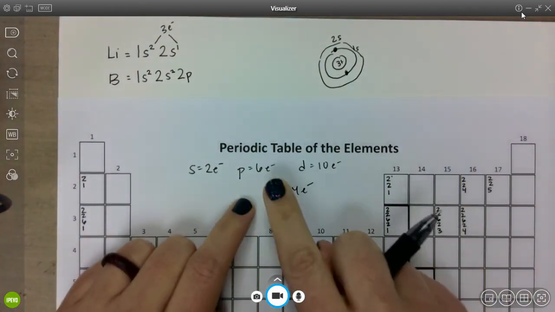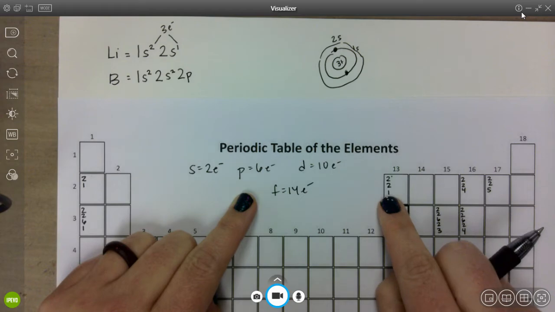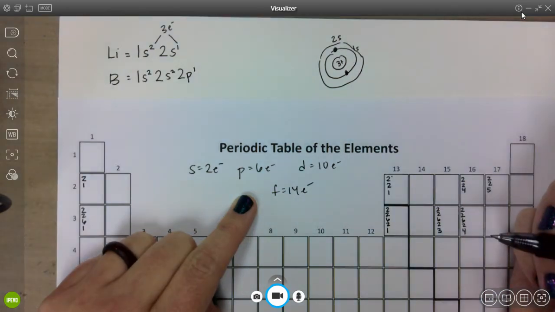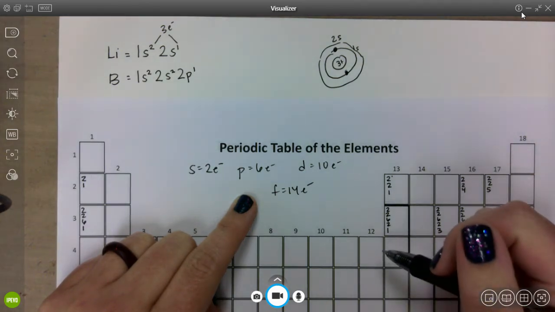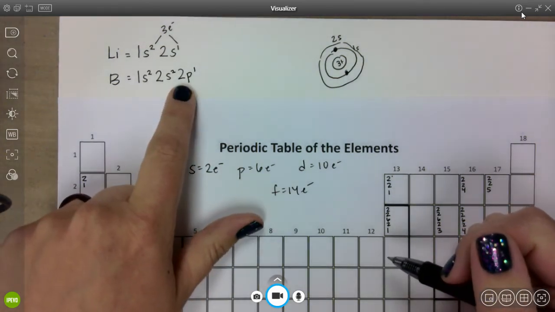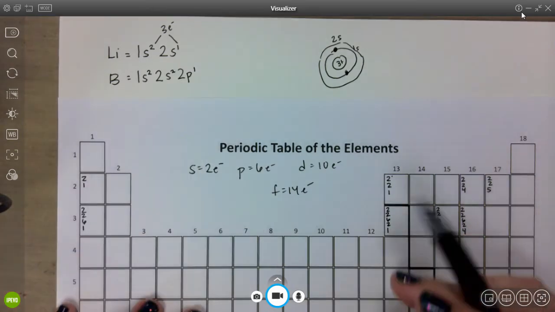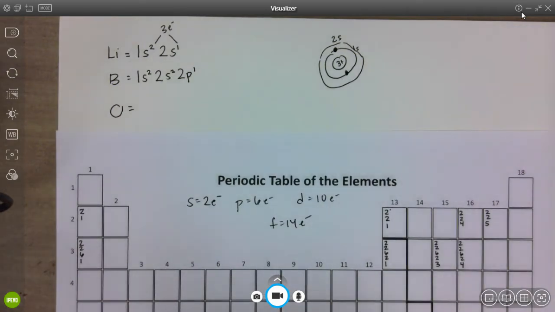Now, we talked about how the p shell can hold a maximum of 6 electrons, but in the case of boron, there is only 1 that we have to worry about, okay? So what we're going to do is put 2p1 there, and it's going to tell us that in that p subshell, that's a little bit further out from the nucleus than the 2s shell, there's going to be just 1 electron in there, and so it matches up with our structure. Okay? We'll do another one for oxygen.